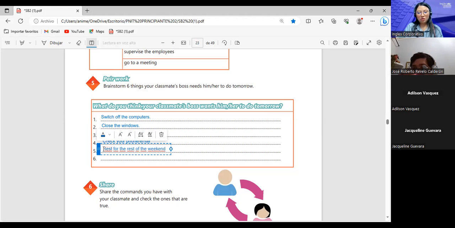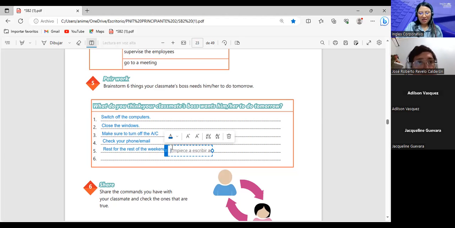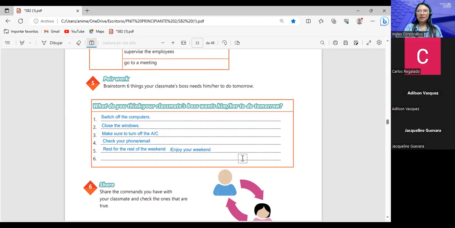Rest, lo estoy ocupando como verbo y como un nombre. Rest for the rest of the weekend. Or enjoy your weekend, podría ser también. Enjoy your weekend. Disfruta tu fin de semana. Sí, son expresiones que hasta ahora quizá comprendemos a qué grupo pertenecen. A los commands. ¿Qué otra?